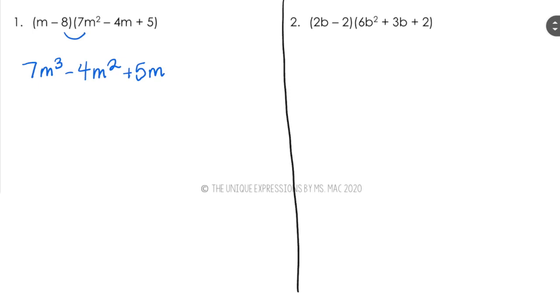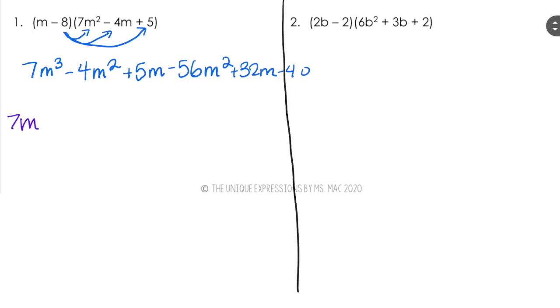So negative 8 times 7m, we'll just times everything on the inside of the trinomial. So negative 8 times 7m squared is going to be negative 56m squared. Negative 8 times negative 4m is positive 32m. And negative 8 times positive 5 is negative 40. All right, and we're going to go ahead and combine our like terms.